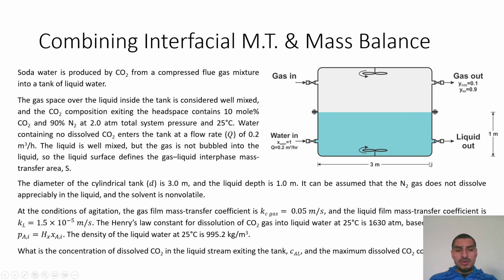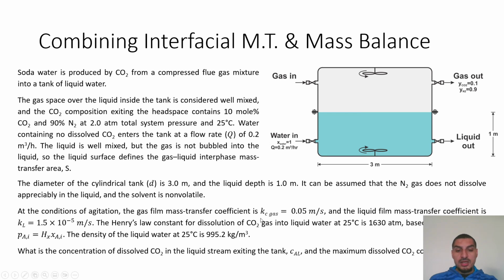We know the diameter of the tank is 3 meters. The depth of the liquid is 1 meter. And we know that the nitrogen does not dissolve into the liquid, and the solvent is non-volatile. So this is what we said before in the previous two cases, that the liquid is not transferring to the gas phase, and the nitrogen is not transferring into the liquid phase. So the only species diffusing is carbon dioxide.